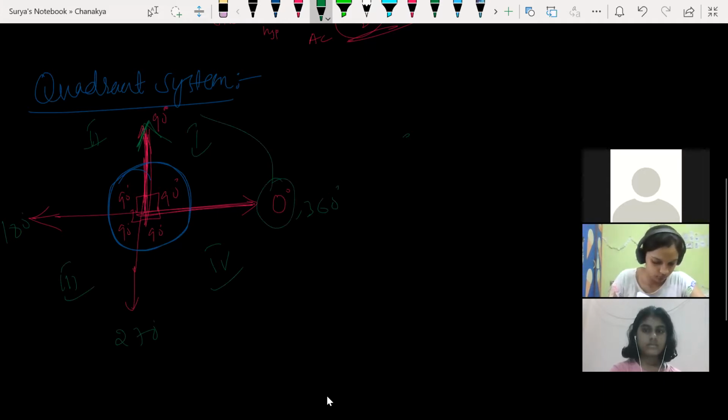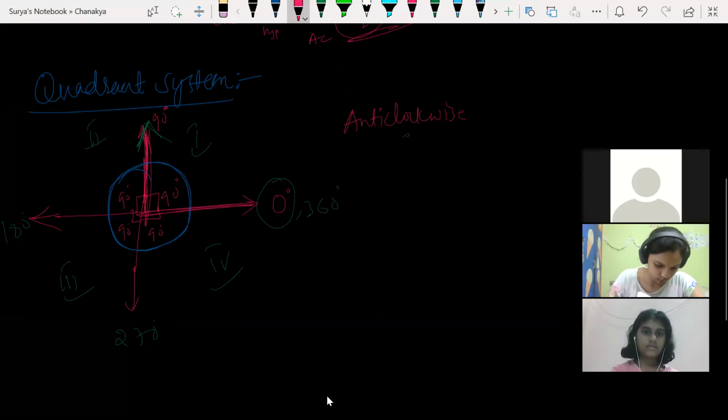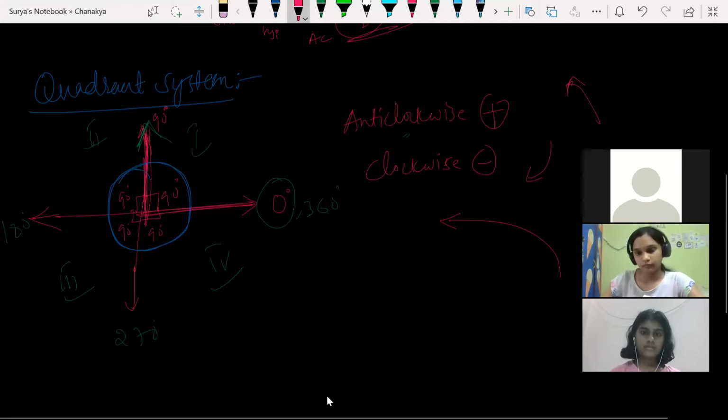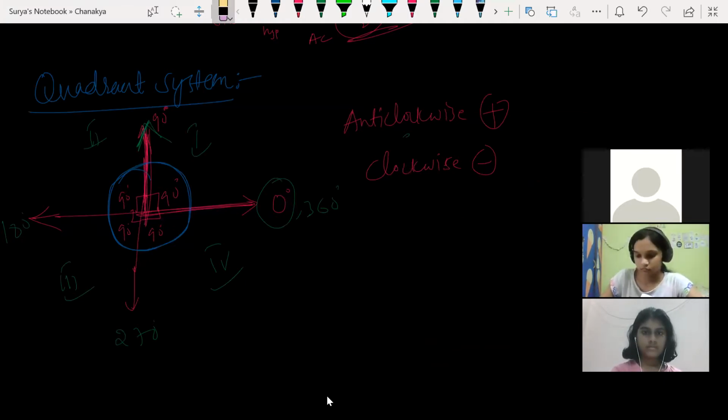0 to 90 here. And if I'm moving, guys, look at this. If I'm moving anti-clockwise, I should take plus. If I'm moving clockwise, I must take minus. Clear? What is the anti-clockwise direction? This is my anti-clockwise, this is my clockwise. If I'm moving this way, it is anti-clockwise. If I'm moving this way, it is clockwise. So what is plus and minus here?